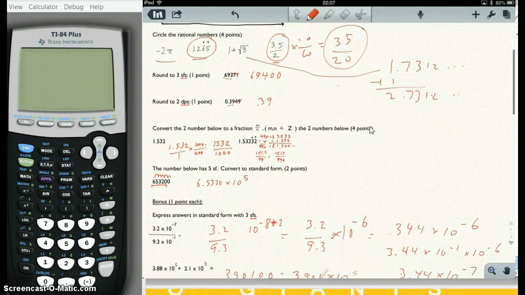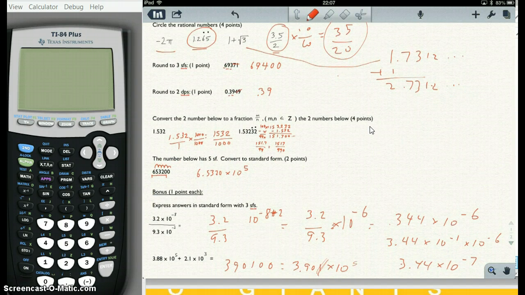The next one is to round 69,371 to three significant figures. So three significant figures means you want to keep the first three, so 6, 9, and 3. Okay, the 7 and 1 you want to get rid of, you're going to throw them away. But the 7 we need to look at before we discard it, because the 7 is going to influence the 3.